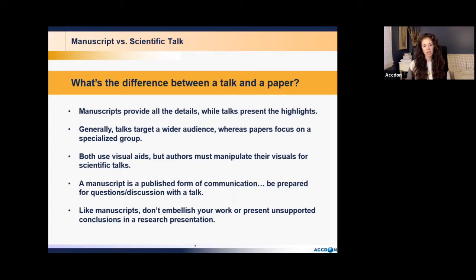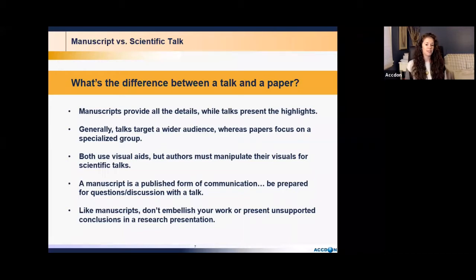Both talks and papers use visual aids. Manuscripts use figures, and so do talks, but in talks, authors often have to change or manipulate their visuals. For example, you might have a figure that has four separate panels, but if you're only going to talk about one panel, then you need to extract that one panel and make it the center of your slide in your talk.